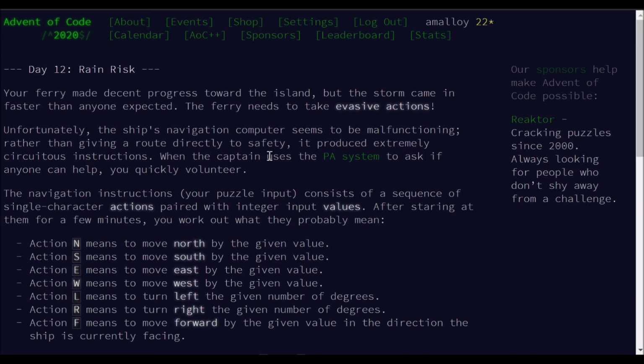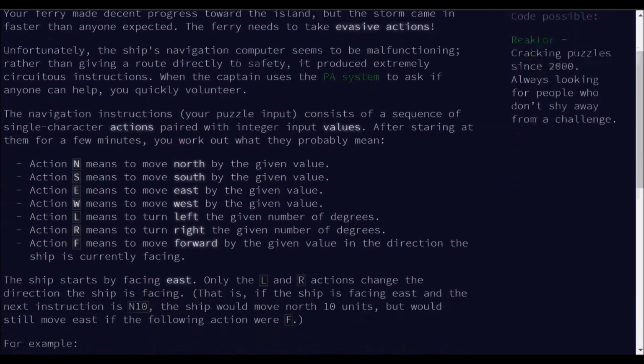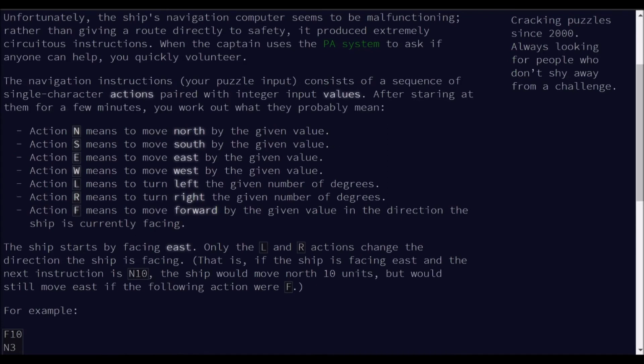Day 12, Rain Risk. Your ferry made decent progress toward the island, but the storm came in faster than anyone expected. The ferry needs to take evasive actions. Unfortunately, the ship's navigation computer seems to be malfunctioning. Rather than giving a route directly to safety, it produced extremely circuitous instructions. When the captain uses the PA system to ask if anyone can help, you quickly volunteer. The navigation instructions consist of a sequence of single-character actions paired with integer input values. You work out what they probably mean.